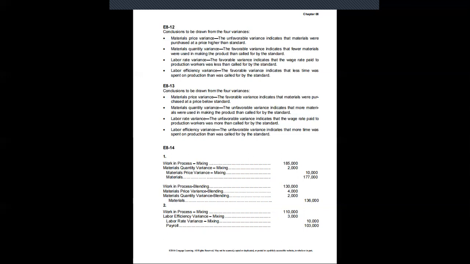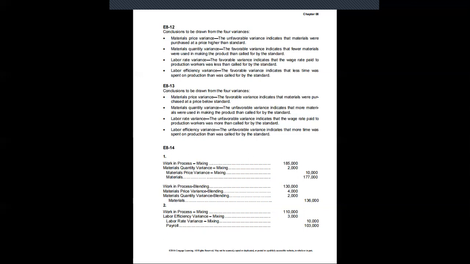Now we have E8-14 with the following requirements: 1 to 4. Prepare journal entries for the following. Number 1, the issuance of direct materials into production and the recording of the material variances. Prepare separate entries for each department.